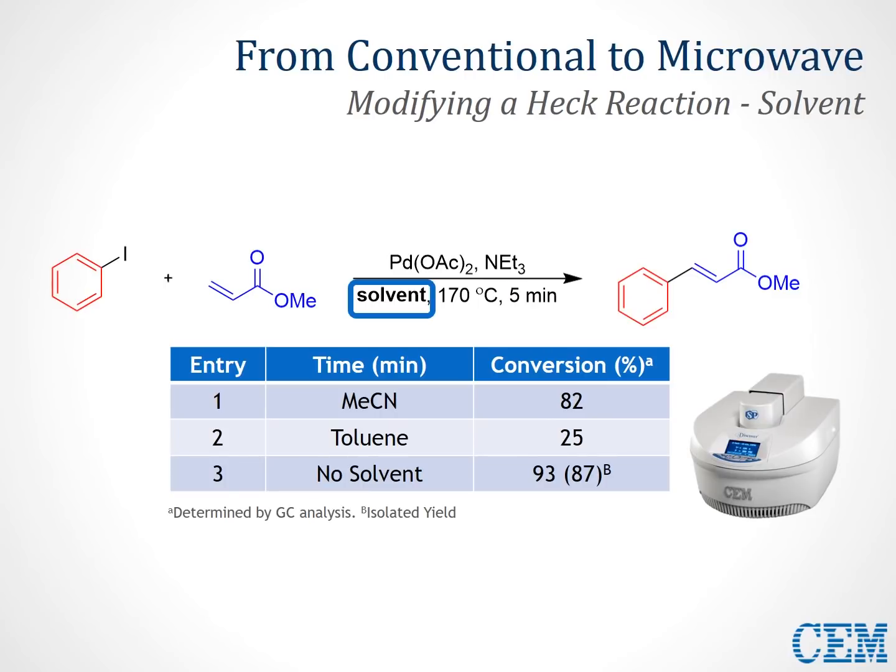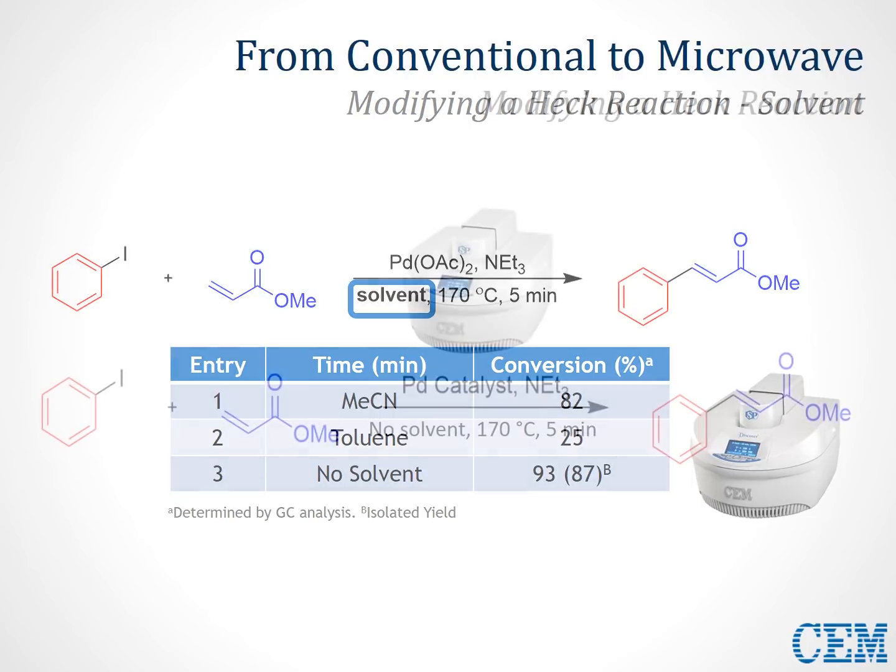Lastly, we're able to look at solvent optimization. Acetonitrile is a moderate microwave absorbing solvent and has already proved pretty effective for this transformation. So we tried a nonpolar solvent like toluene, and we saw a dramatic decrease in our reaction conversion, about 25% compared to 82%. We performed the reaction neat, however, and saw a significant increase in our product conversion to 93%, while maintaining minimal production of byproduct. Upon purification, the product alkene was isolated in an 87% yield.